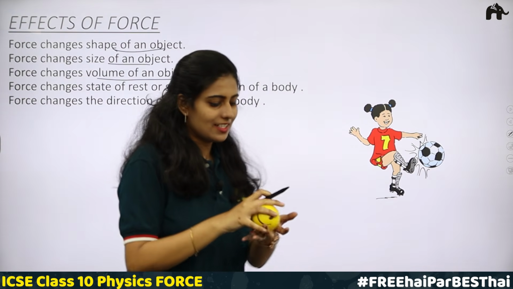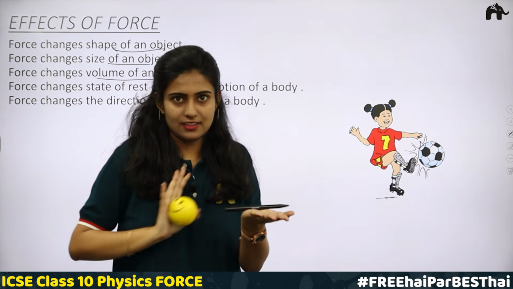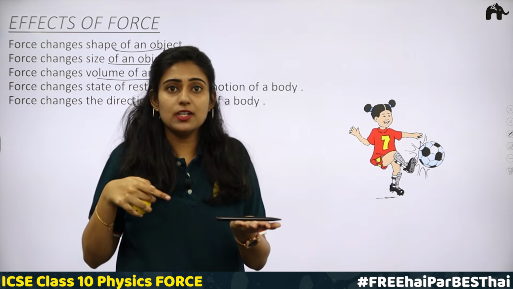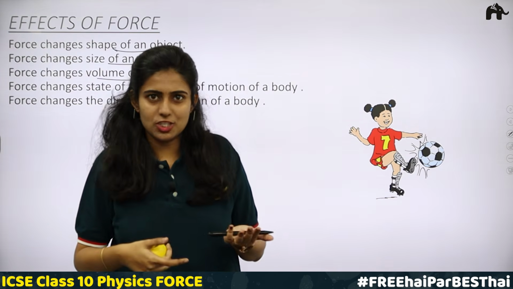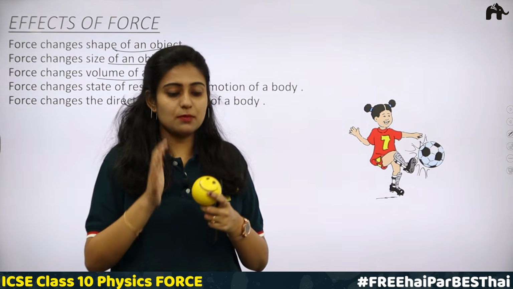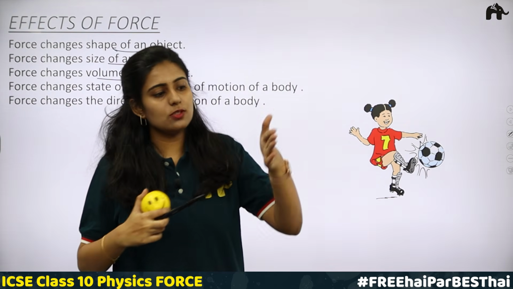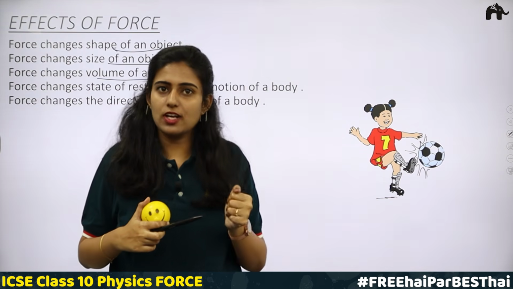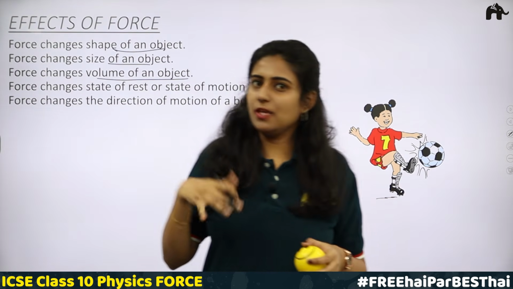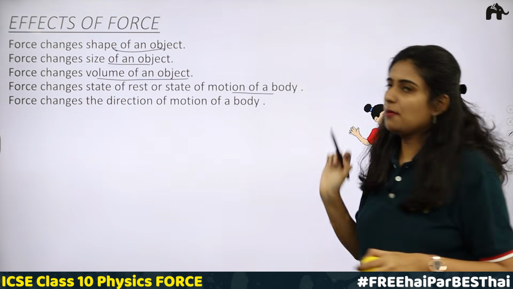You remember the example of a pen. A pen which was held in my hand is at rest. What happens when I apply a force, when I push it or pull it? The body is brought into motion. Similarly, if I take this ball and just roll it, it comes into motion. That is, a body at rest comes into motion. Now, a ball that is rolling, if I just keep my hands like this in front of the ball, it comes to rest. So, a body at rest can be brought into motion and a body in motion can be brought to rest. Force changes the state of rest or state of motion of a body.